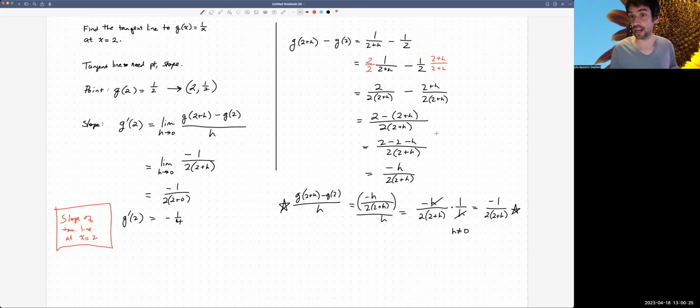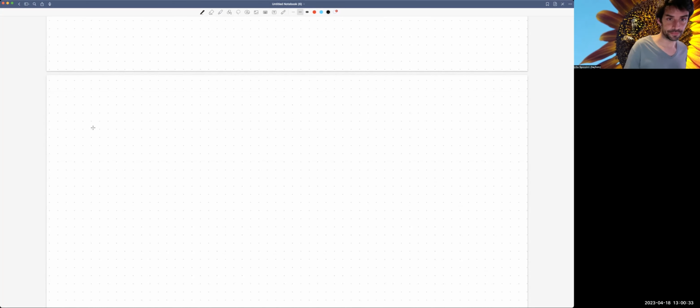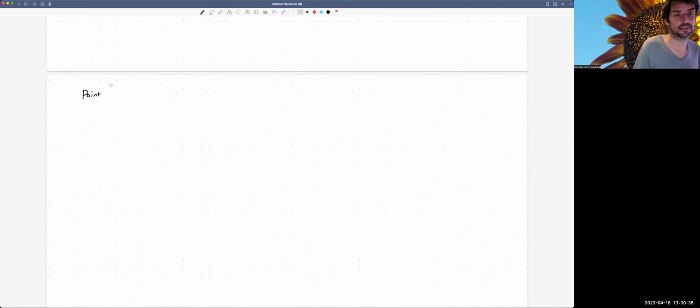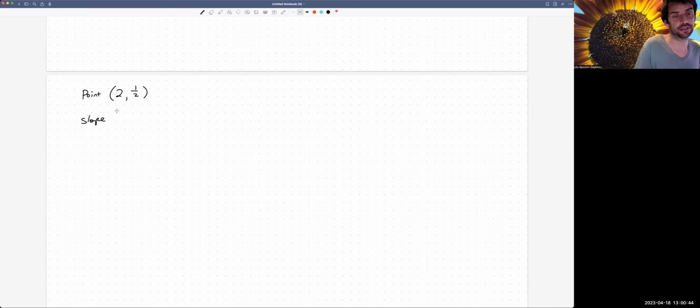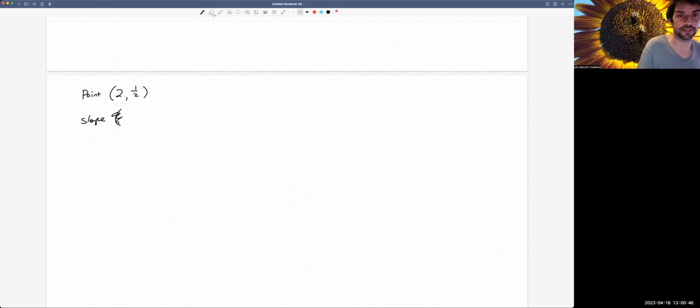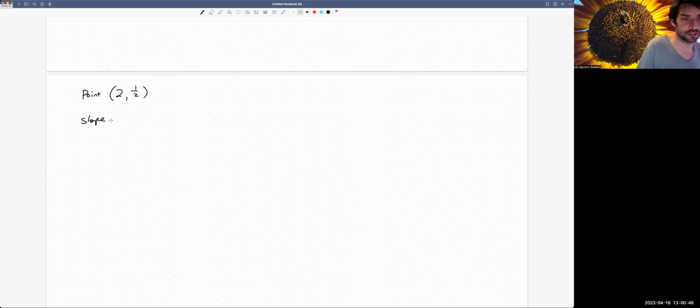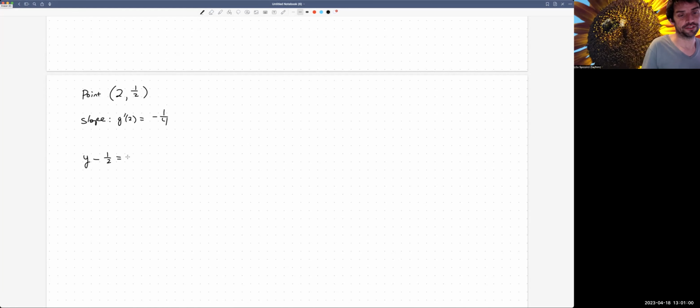Okay, so now the tricky parts are done. Let's get ourselves another page. We have the point 2, 1/2. We have the slope. Our slope is g prime of 2, which we just computed to be negative 1/4. And so the tangent line, I can write it using the point slope form. y minus 1/2 is equal to negative 1/4 times x minus 2.